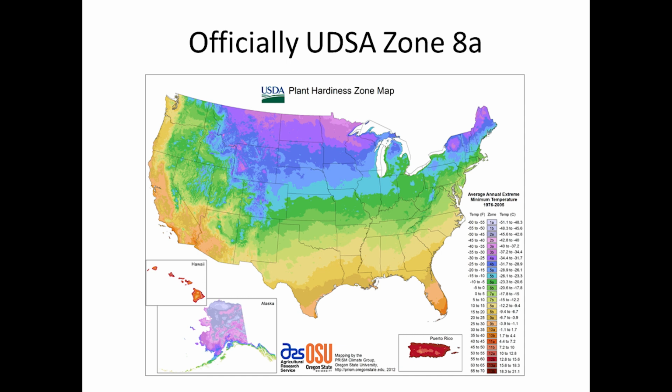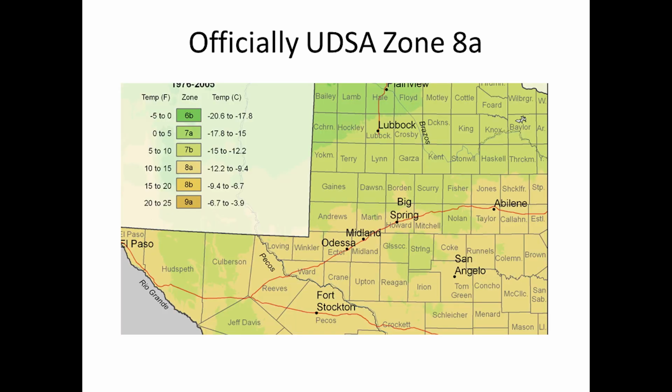About 5-6 years ago, USDA updated their maps because they go based off of about a 20-year rolling average, and they bumped us from 7B to 8A. Because we're getting a little warmer over those last 20 years. That moved us from a low temperature range of 5 to 10 degrees up into the 10 to 15 degrees for an average low temperature.